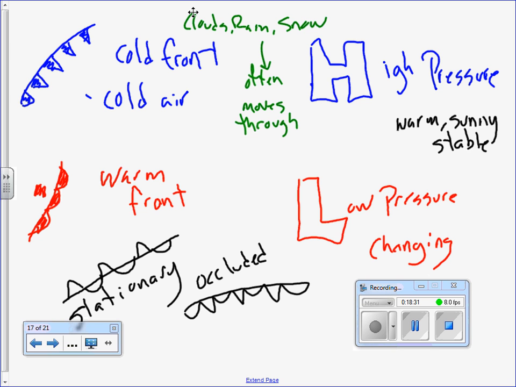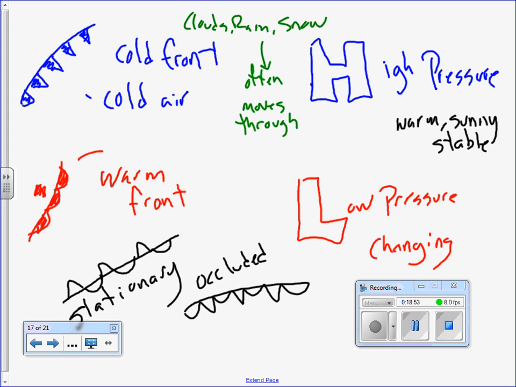Okay, and the warm front. What weather do we have with the warm front? You have light rain, scattered clouds. And the warm front is usually summertime, you've got the changing weather. So might have light storms, but warmer weather.